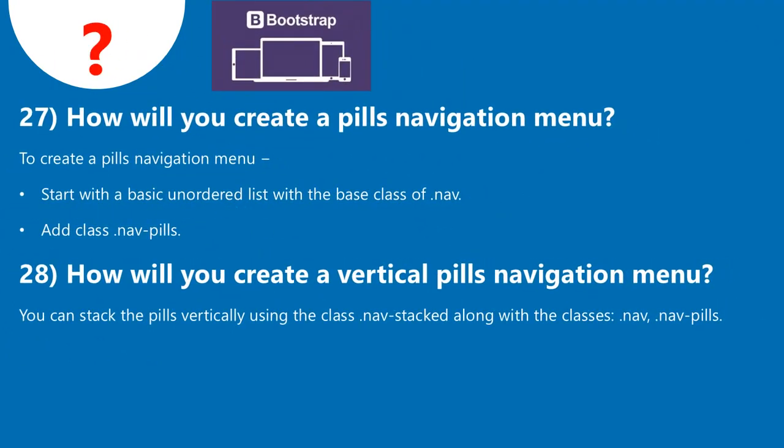27. How will you create a pills navigation menu? To create a pills navigation menu, start with a basic unordered list with a base class of .nav. Add class .nav-pills. 28. How will you create a vertical pills navigation menu? You can stack the pills vertically using the class .nav-stacked along with the classes .nav, .nav-pills.